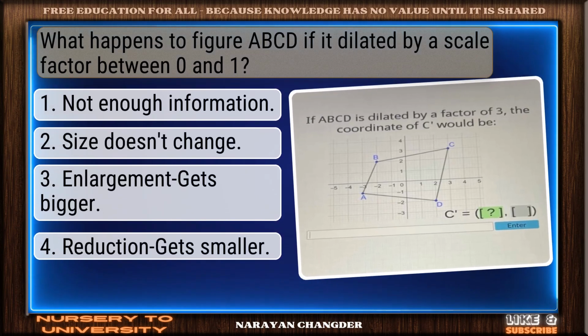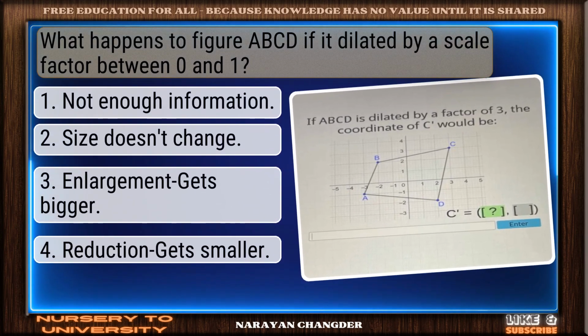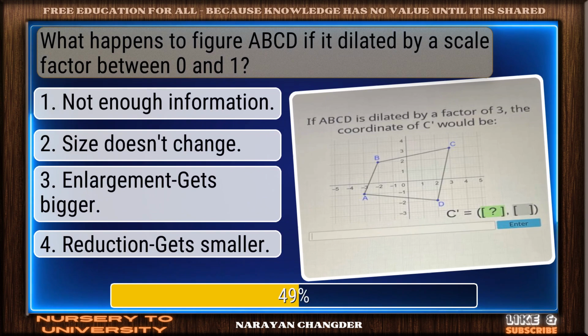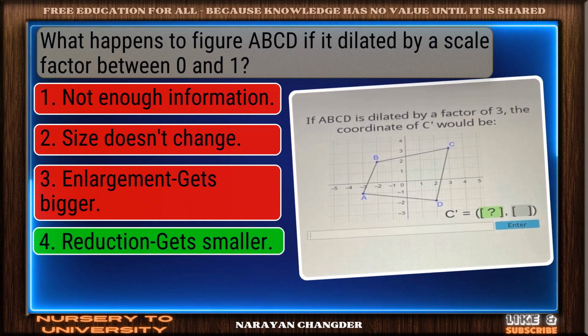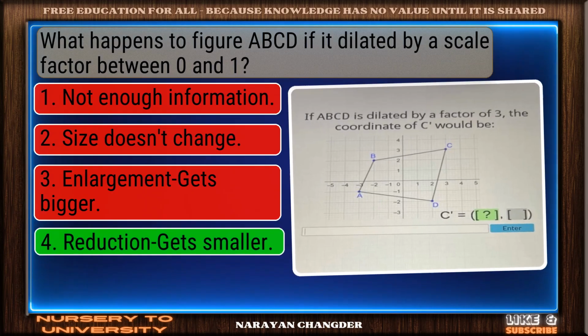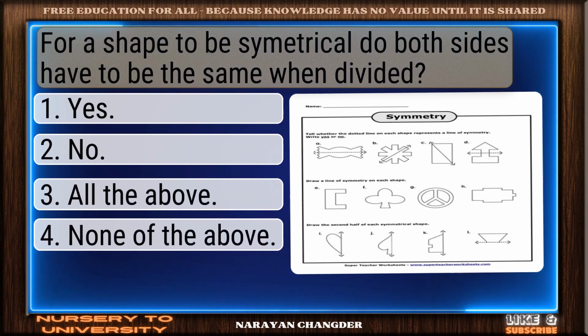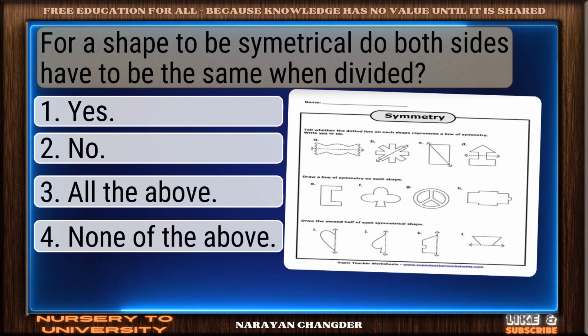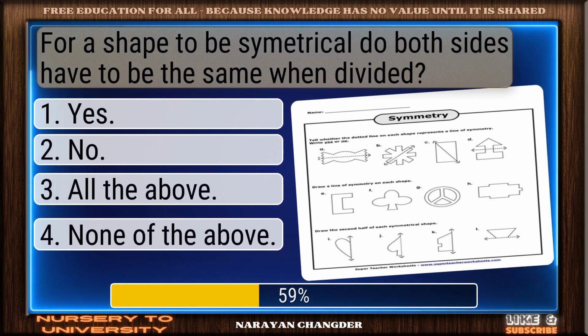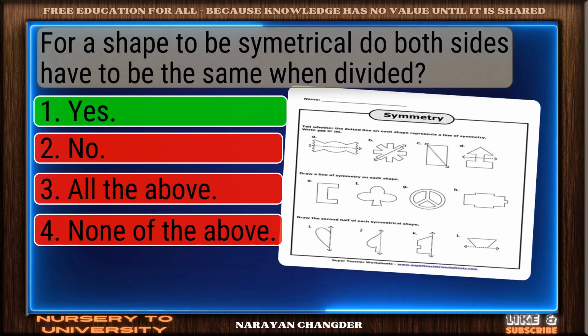What happens to figure ABCD if it is dilated by a scale factor between 0 and 1? Exactly. Reduction, gets smaller, makes sense, and it is the right choice. For a shape to be symmetrical, do both sides have to be the same when divided? You got it. Your choice, yes, is right.